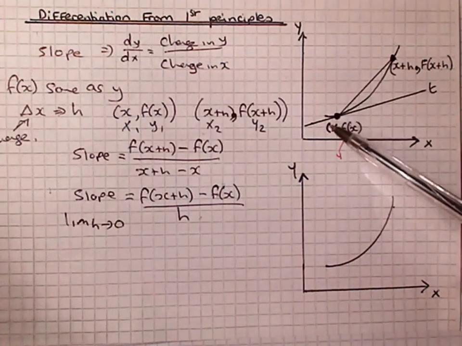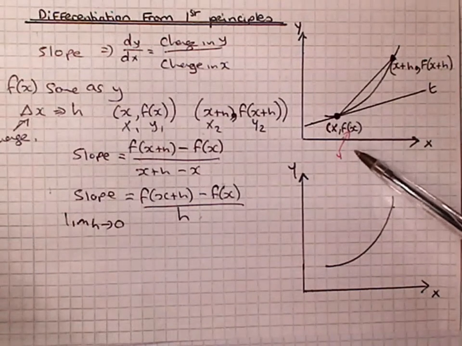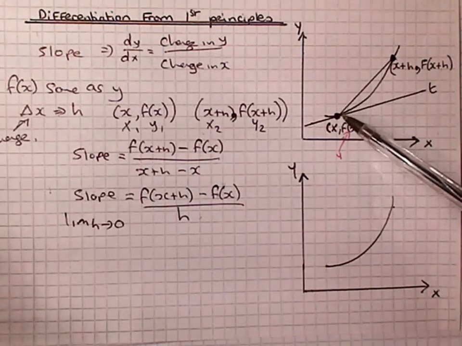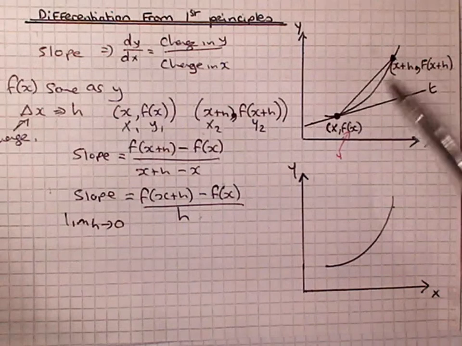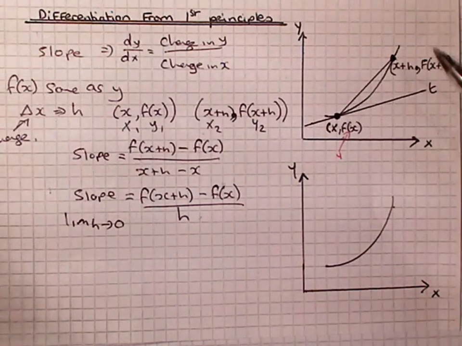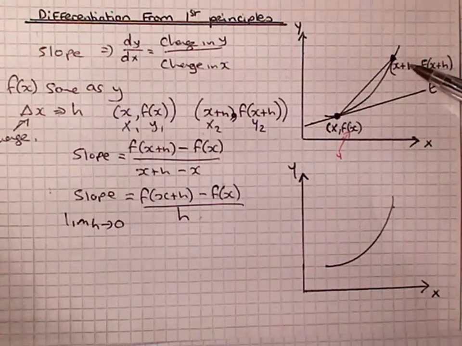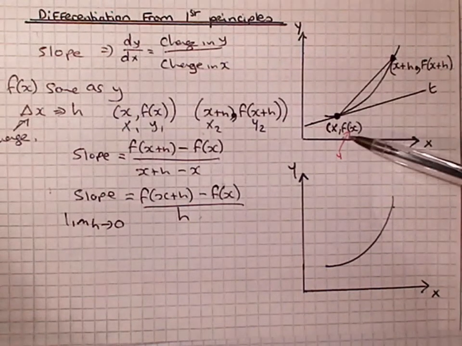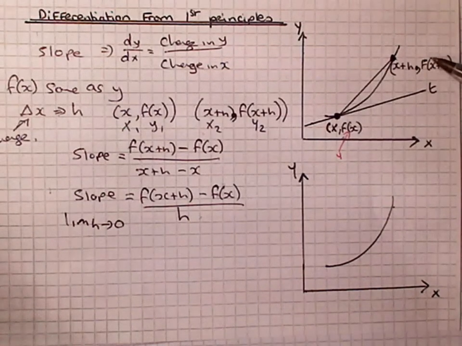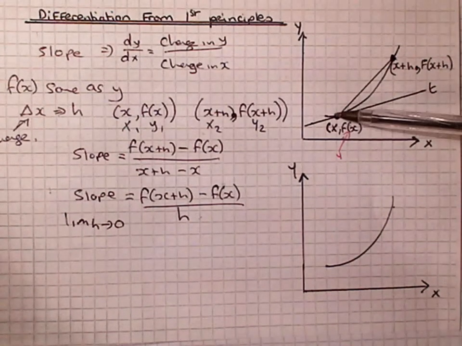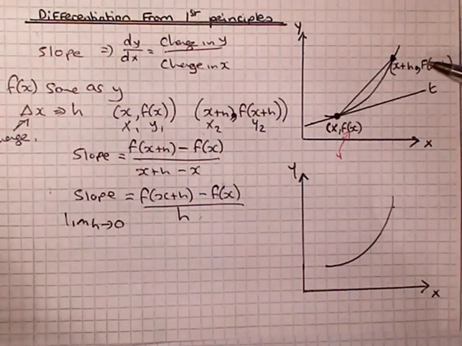So our point x, f of x, and remember that f of x is the same as y, is one point on our curve, and it's the point at which our tangent hits the curve. Another point you pick on the curve is x plus h, which is some change in x because you've moved across the x-axis, and f of x plus h, the change in the y value.